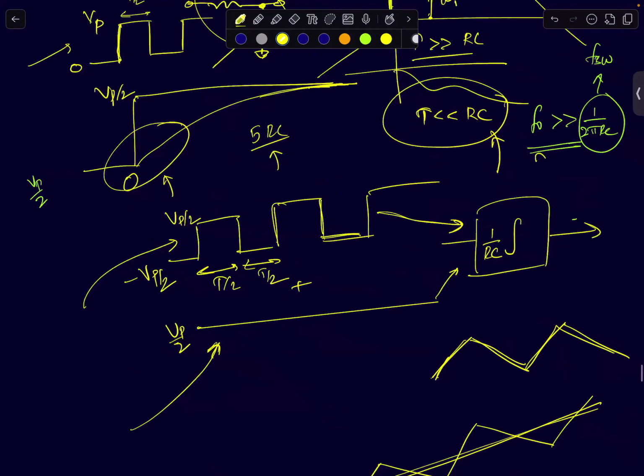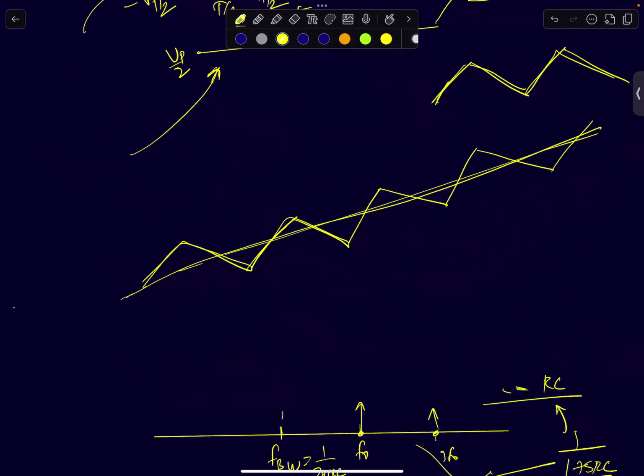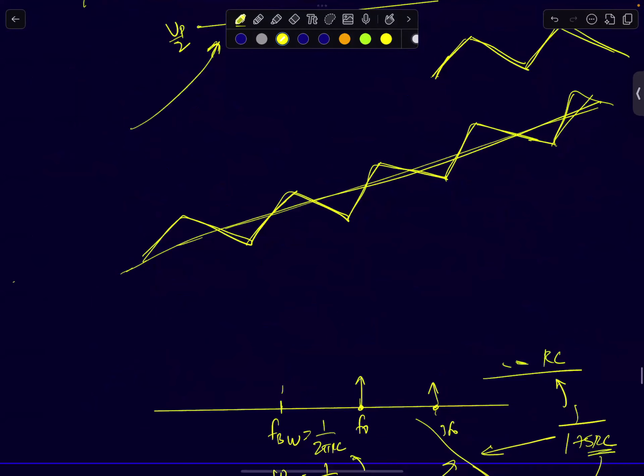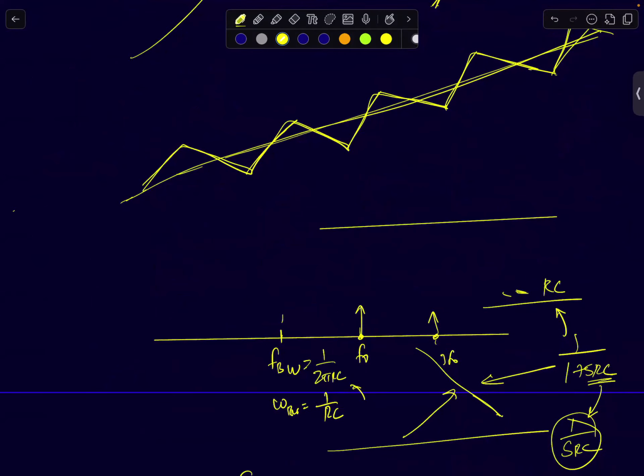So what you will see is a ramp signal, a triangular waveform like this. In the steady state, the capacitor will be charged to V peak by 2, and on top of it you will have a small triangular waveform riding on top of it. This won't be V peak by 2; it will be much smaller. What will this peak amplitude be? You can predict it, right? V peak by RC into T by 2. So that will be the peak that it will go to.